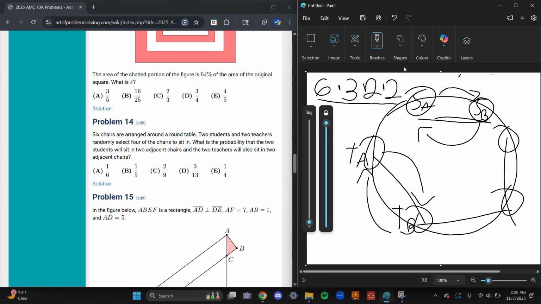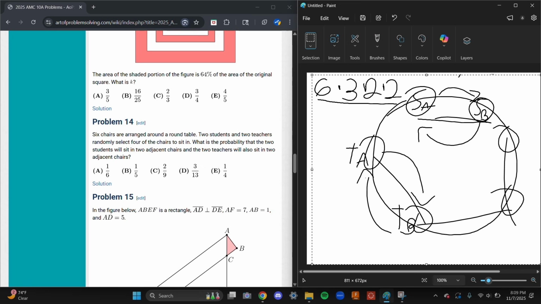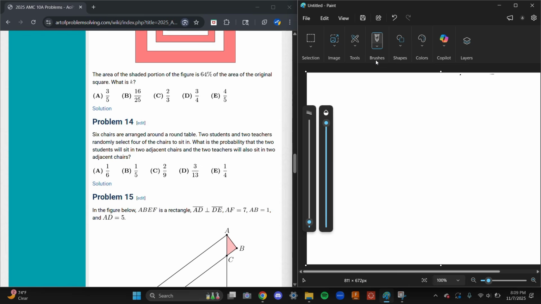Now, what's the total number of possibilities? So let's first quickly evaluate this. 6 times 3 times 4, that's just going to be 72, right? Okay, so now what's the total possible number of outcomes? So desired equals 72, right?